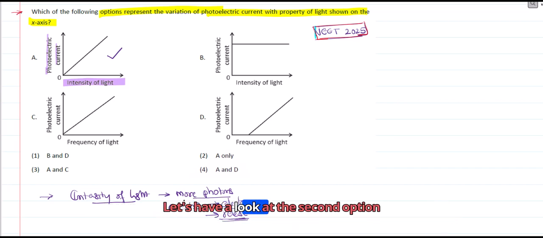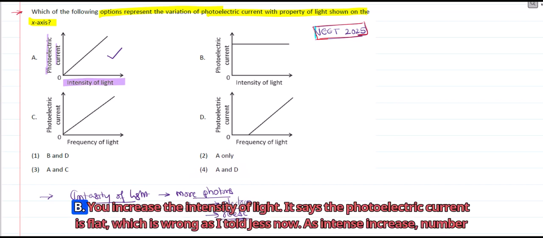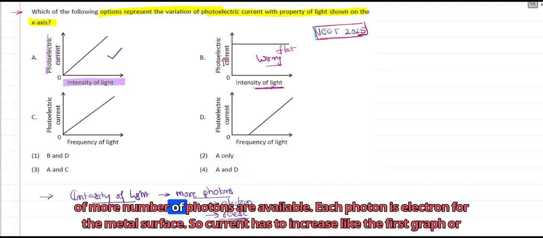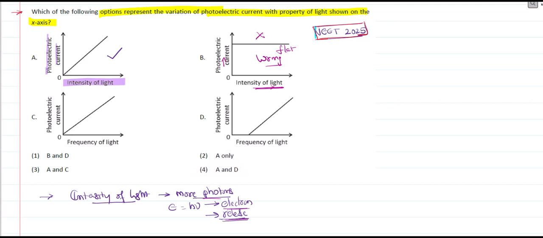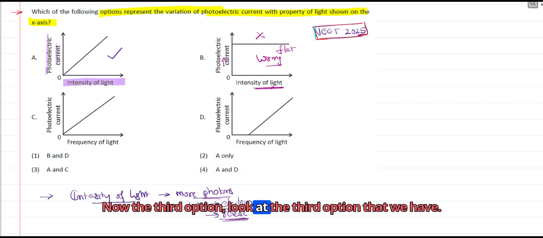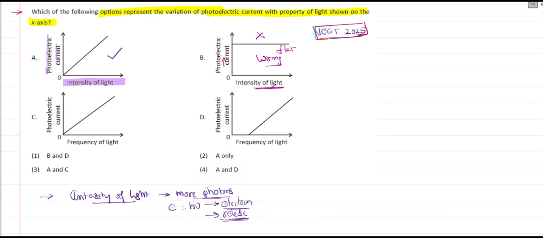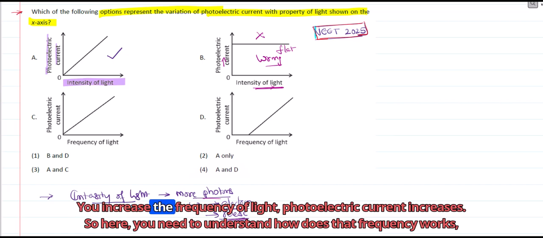Let's have a look at the second option. Option B. You increase the intensity of light, it says the photoelectric current is flat, which is wrong. As I told just now, as intensity increases, more number of photons are available. Each photon releases an electron from the metal surface, so current has to increase like the first graph. So the second graph is wrong. Now the third option. Look at the third option that we have. You increase the frequency of light, photoelectric current increases.